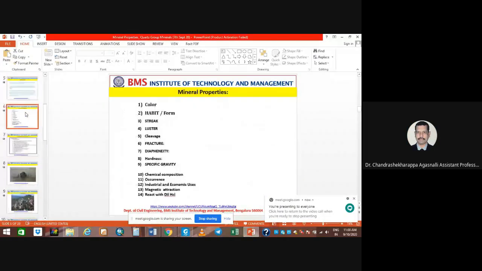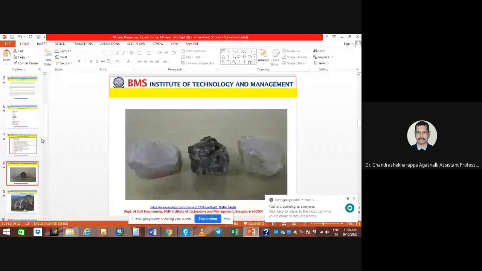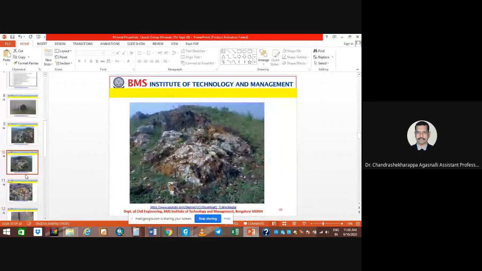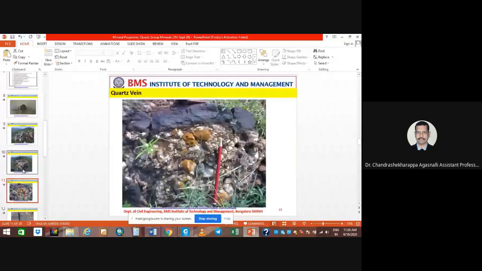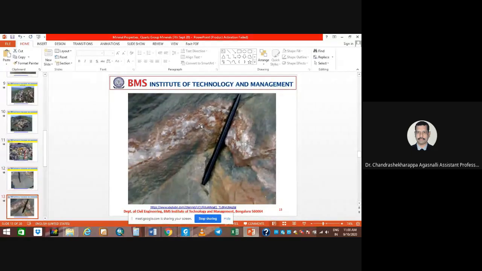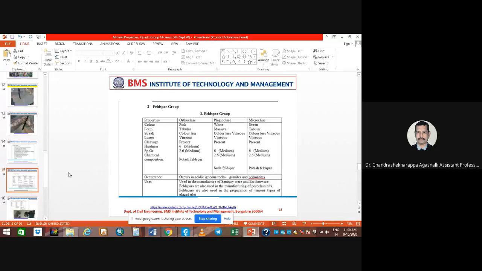Right. So in the last class, we discussed the quartz group of minerals. We have seen the varieties of quartz, and generally we use quartz for the manufacturing of glasses, and also how it looks in the field, associated with different rocks. Here, iron ore is associated with quartz, and this is the pyrite pits, and this is a quartz vein where gold occurs. Generally, gold occurs in this type of quartz vein. We call it vein type of quartz deposit. We have seen that, right?